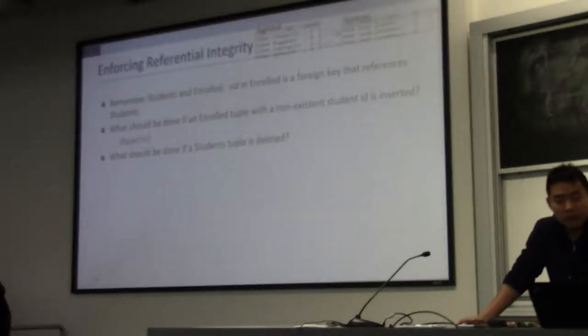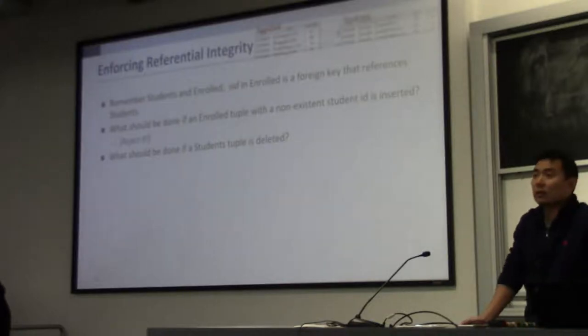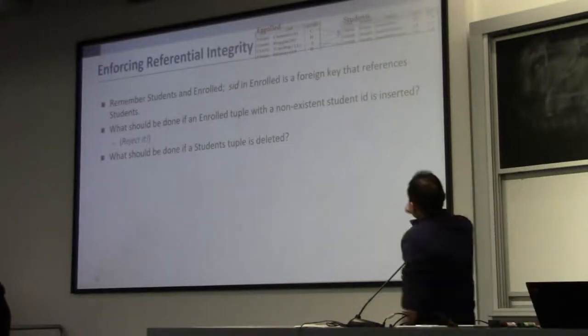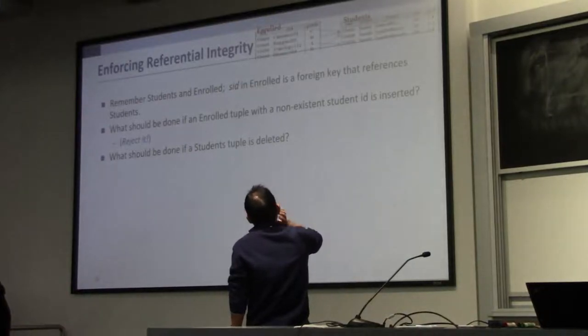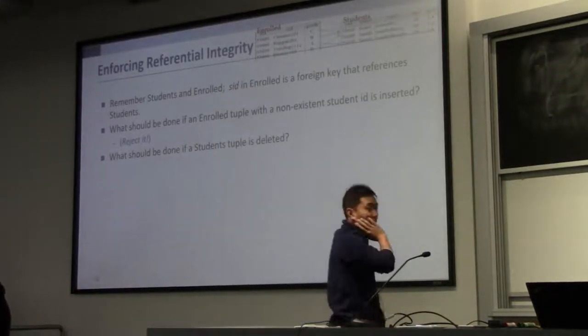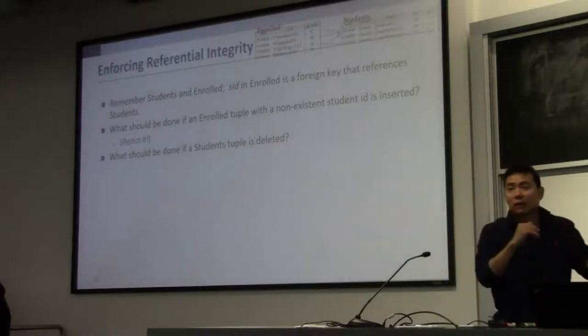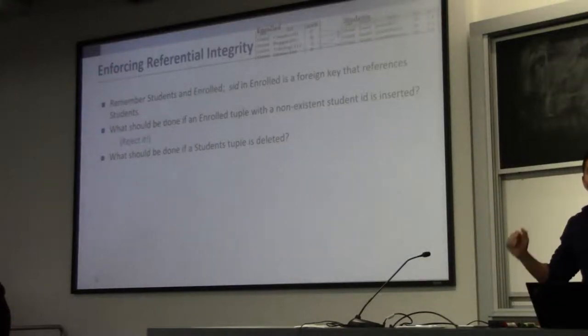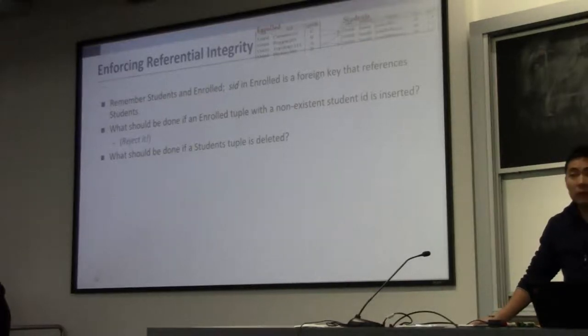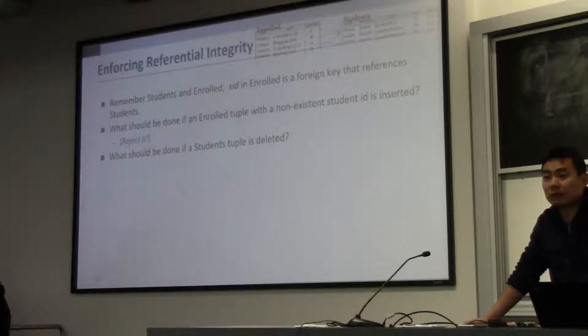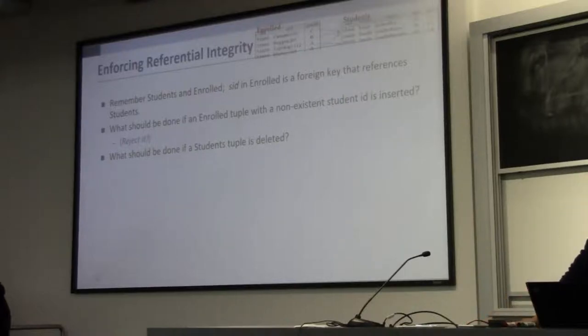For example, what should be done if a student tuple is deleted? In this case, I'm going to delete the student 53650, Smith. For example, he has transferred to another university or he has graduated, so he's no longer in my student table. So I'm going to delete that record from the student table. What should be done to those enrolled records that reference back to that particular student?